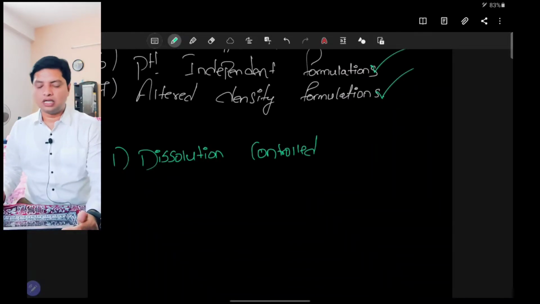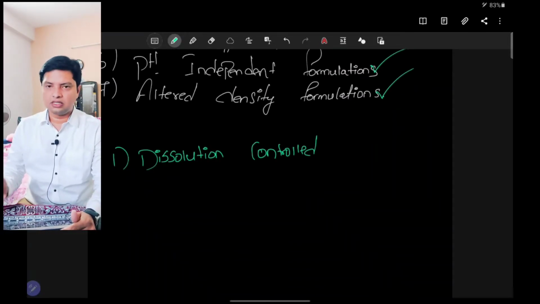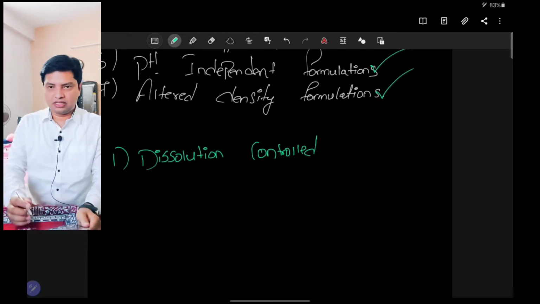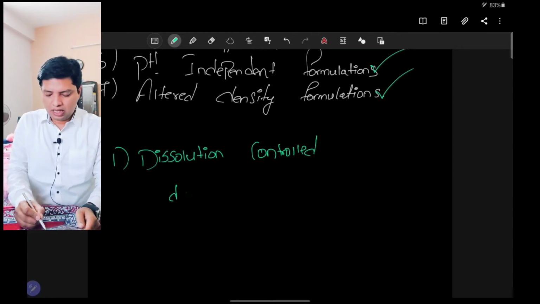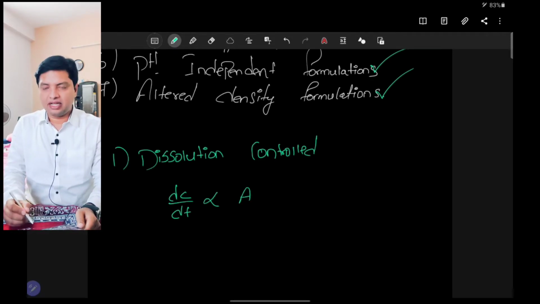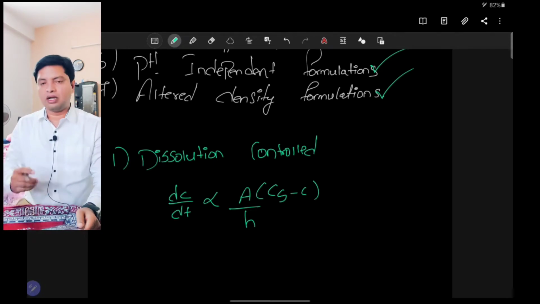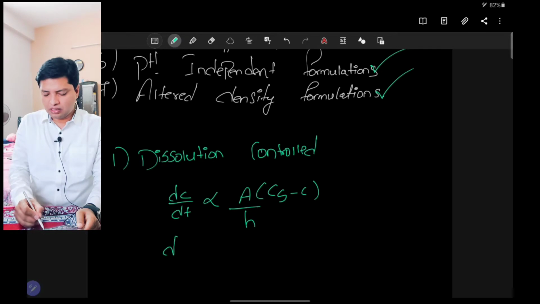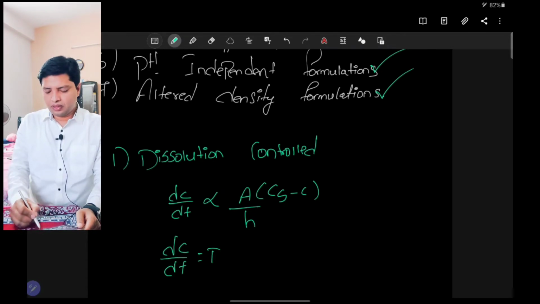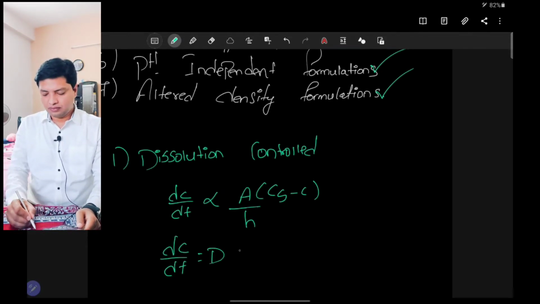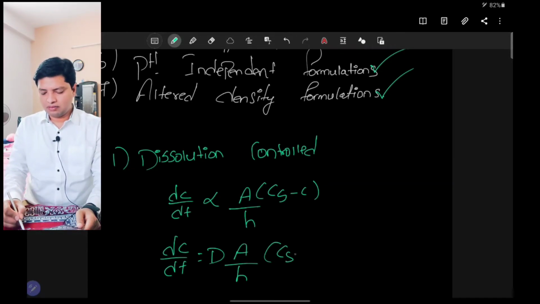So before going to the dissolution control system, you should know what the dissolution formula is, and what that formula says. The formula says the rate of dissolution of a drug is directly proportional to its surface area. It is inversely proportional to the thickness of the membrane, and proportional to the saturated concentration and the concentration in the bulk. If you remove the proportionality constant, what we will get is the diffusion coefficient of the drug, then surface area, thickness, then we have Cs minus C.